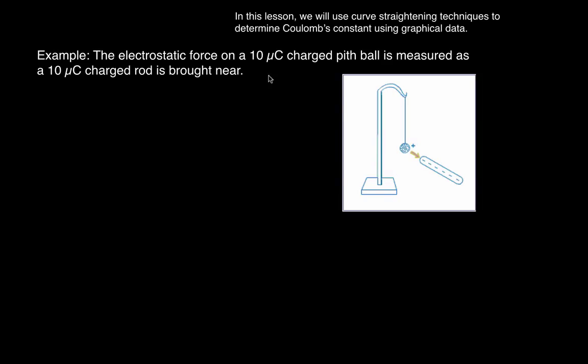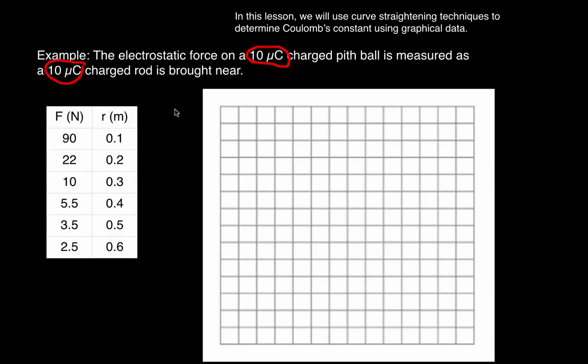For this example, we will look at the electrostatic force of a rod on a pith ball. The pith ball has a charge of 10 microcoulombs, and the rod also has a charge of 10 microcoulombs. As it's brought near, the pith ball moves, and as a result, there is a force on the pith ball. We're going to be graphing the data from the movement. As the rod is brought closer and further from the pith ball, the force in newtons is given with respect to the distance of the rod.